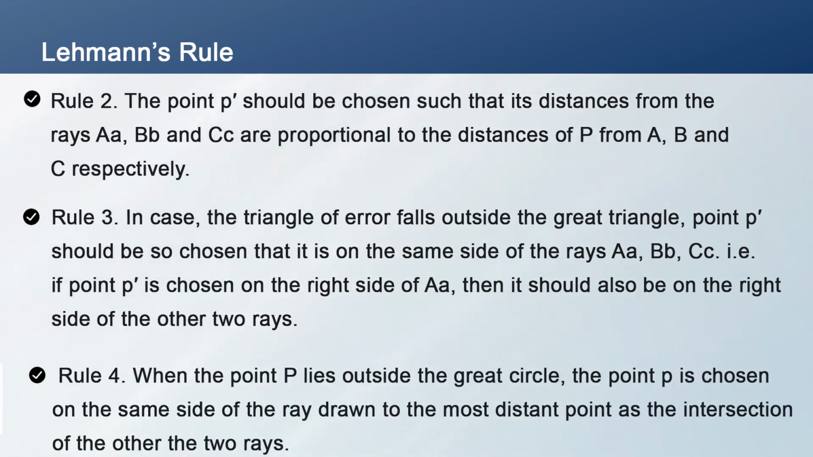Rule number 4: when the point P lies outside the great circle, the point P dash is chosen on the same side of the ray drawn to the most distant point as the intersection of the other two rays.